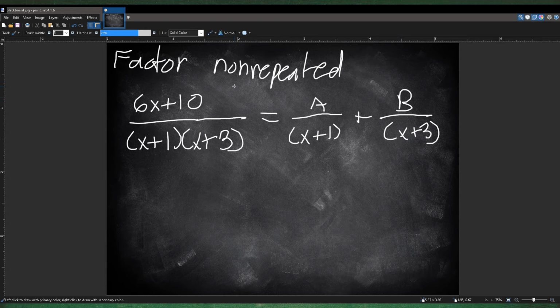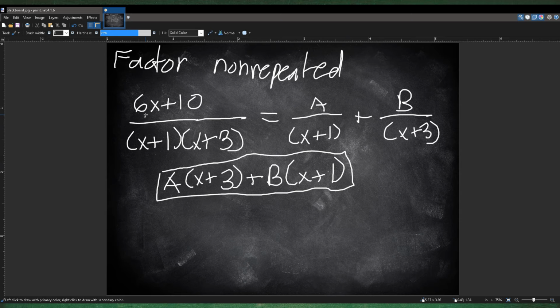What you do in this case is combine to make the same denominator. So you multiply x plus 3 to the top and bottom here, and x plus 1 to the top and bottom here. So you get 6 times x plus 3, I mean A times x plus 3, plus B times x plus 1. Because then the denominators are the same, so you can add them together. So this section has to be the same as this. You see how that works?